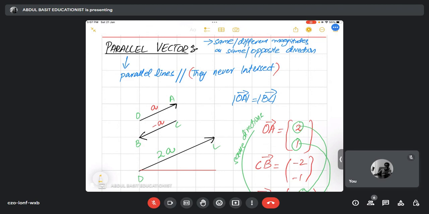Is this clear? So they're never going to intersect each other. Okay? They are never going to intersect each other. Now look at the right side.